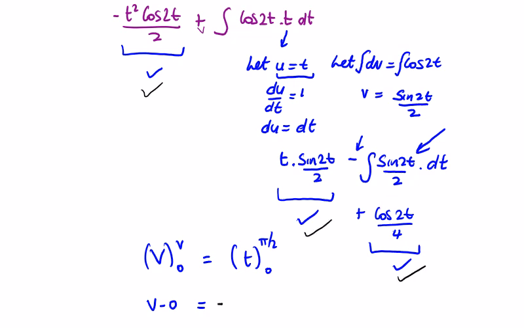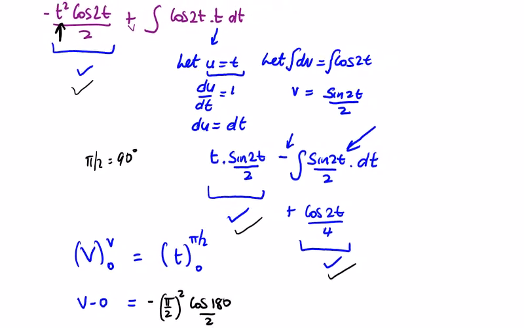So I'm going to get minus t squared, which is pi over 2 squared, by the cos. So I'm just subbing in t squared here, by the cos, and pi over 2 is equal to 90. So I'll do it in terms of degrees. So we're going to get the cos of 180 over 2. Cos of 180 is minus 1. So that's the first one subbed in.